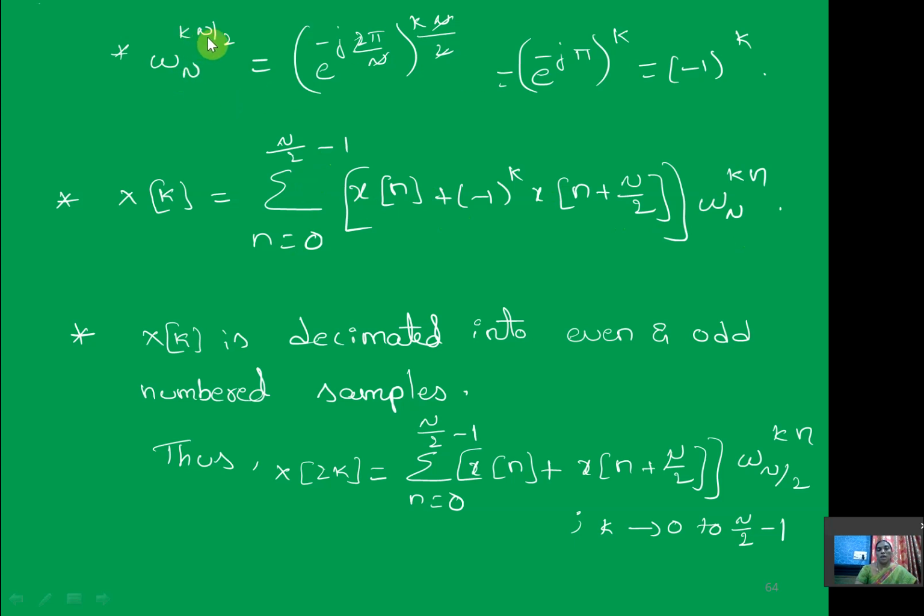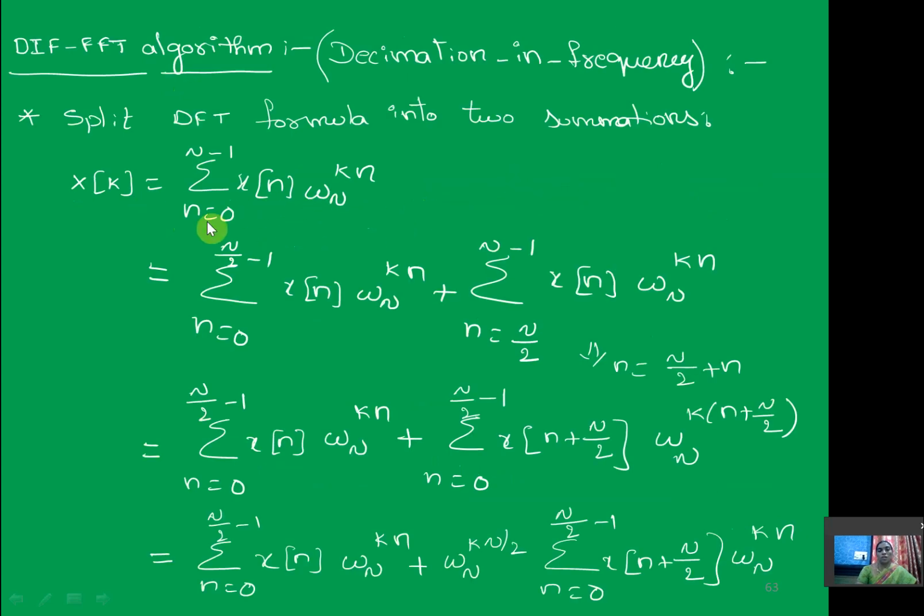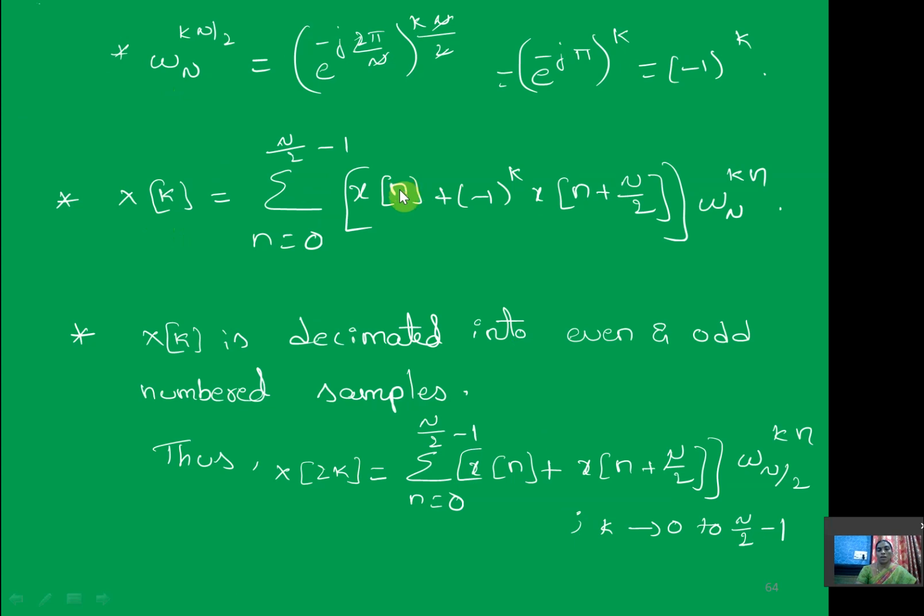Here W_N power k N by 2 is nothing but e power minus j 2 pi by N, whole power k N by 2. It gives e power minus j pi, whole power k. Of course e power minus j pi is nothing but minus 1. Now minus 1 whole power k. So now substitute that one in the place of W_N power k N by 2. So then here X of k is actually this one. If you split this equation into two terms, we can write like this, right?